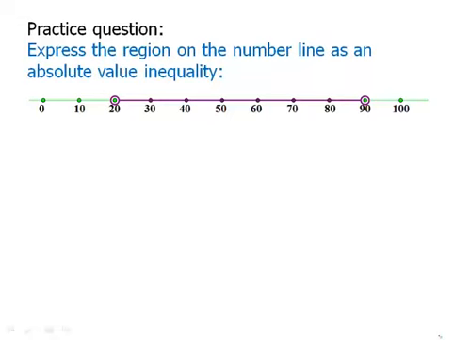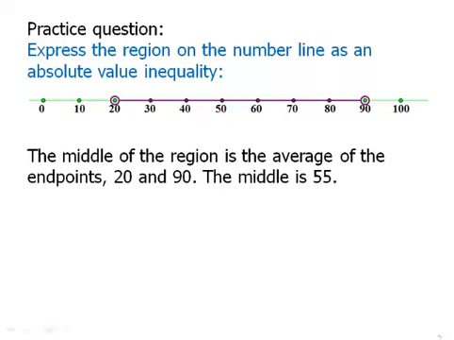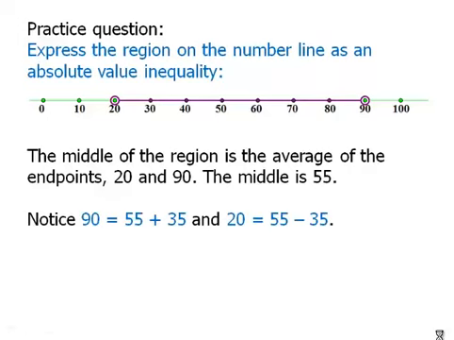The first thing we need to do is find the center of that region. The middle of the region is the average of the endpoints, 20 and 90. So that middle is 55. So 55 is the center. Now the question is, how far do we move away from that center? Well, 90 is 55 plus 35. 20 is 55 minus 35. So we start at that center, 55, and from 55 we can go a distance of 35 in both directions.